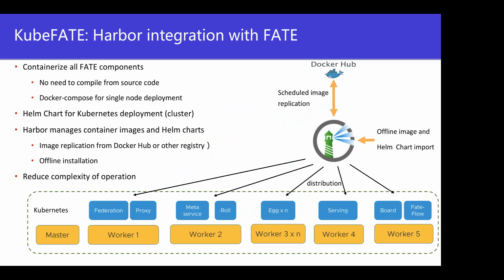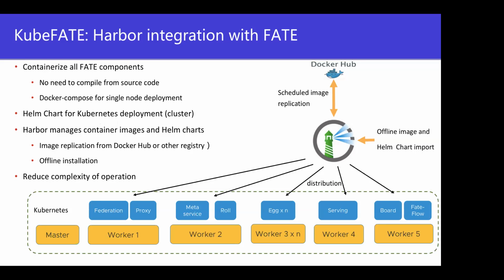So we containerized all the components here, and then they no longer need to compile from the source code, and we can use Docker Compose to deploy the FATE platform. We also have the Helm chart for the Kubernetes deployment of these FATE components. By using this cloud-native technology, they save a lot of time on deployment. Normally they need 1 or 2 days to deploy the FATE system, but using container technology, they only use about 1 to 2 hours. So it's a lot of saving in time.